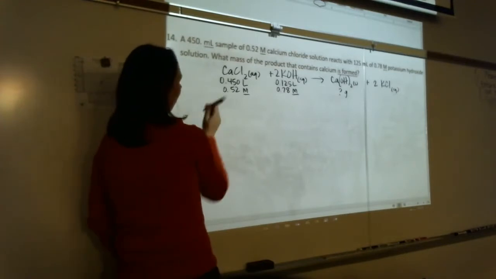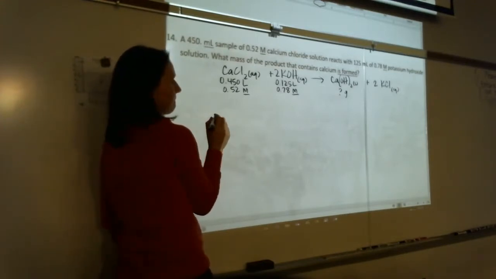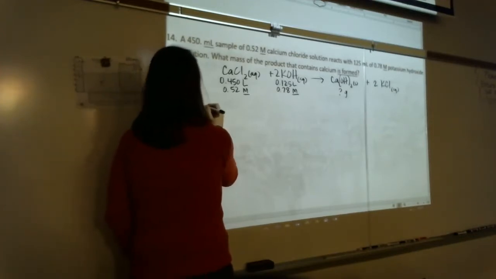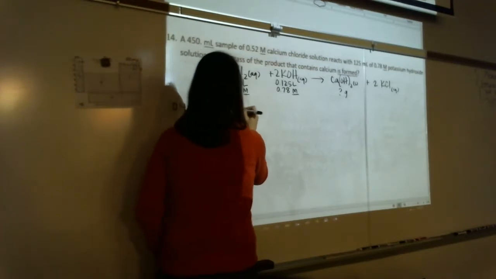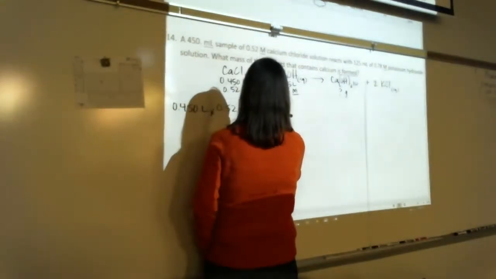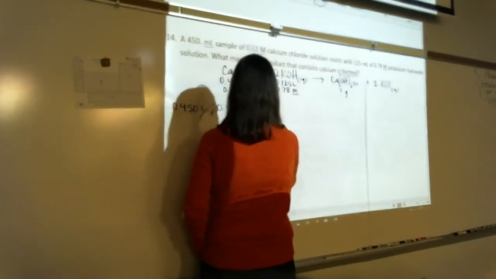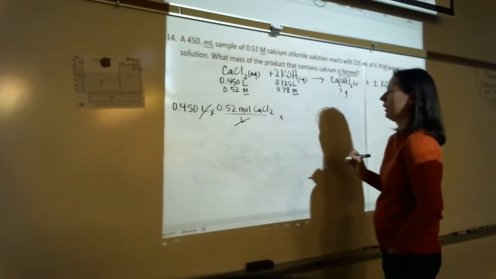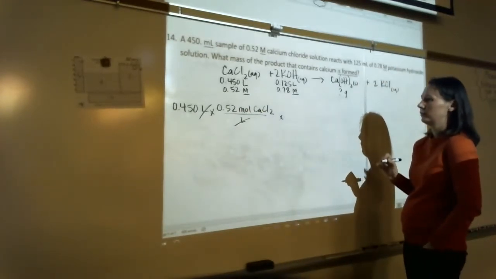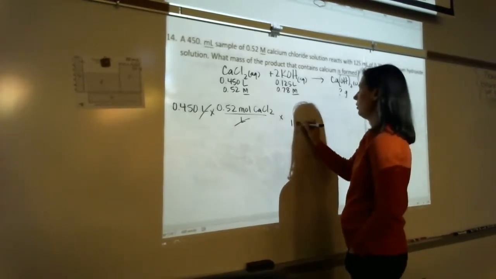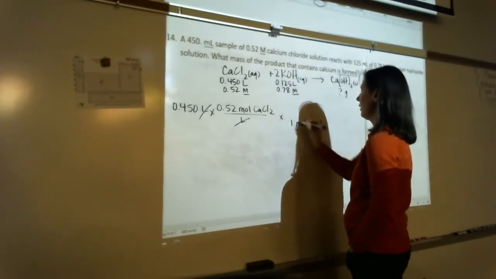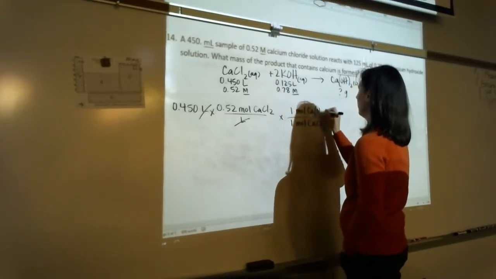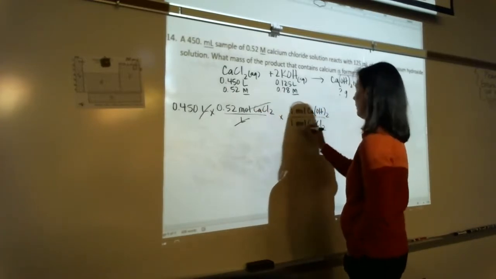All right, so to get moles, what do we do to get moles? Molarity times liters. Right, so 0.450 liters times 0.52 moles CaCl2 per liter. Let's just do this all as one because we're experts at this now, right? What's the mole ratio? 1 to 1. 1 to 1, right? 1 mole CaCl2. And if you still want to do it as 2 separate steps, that's totally fine. We're experts though. So that's where that comes from.